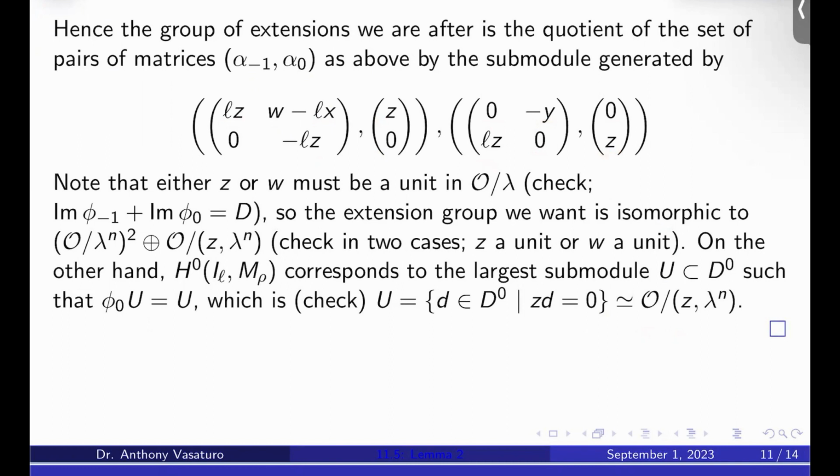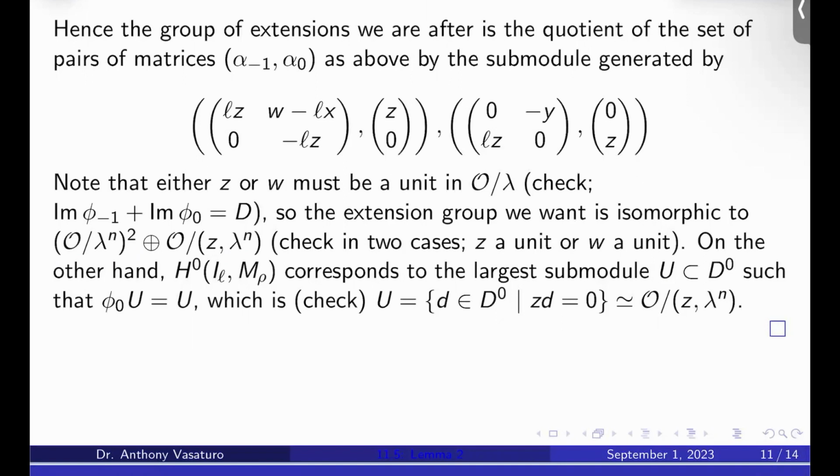That's all kind of a quick check for you to do. Since m phi negative 1 plus m phi 0 is D, either Z or W must be a unit in O mod lambda. That's a quick check for you. And so you find that the extension group you want actually is isomorphic to O mod lambda to the n squared direct sum O mod the ideal generated by Z and lambda to the n.